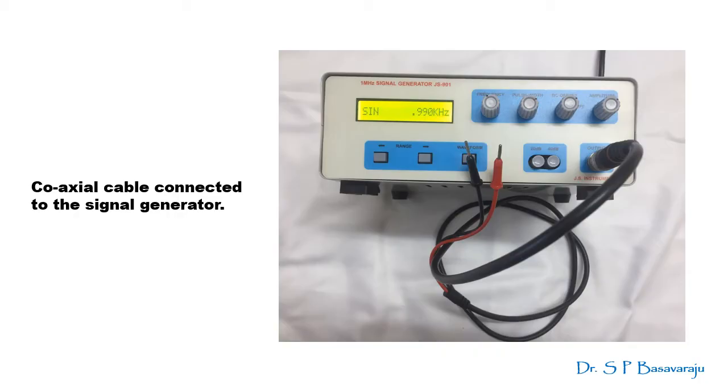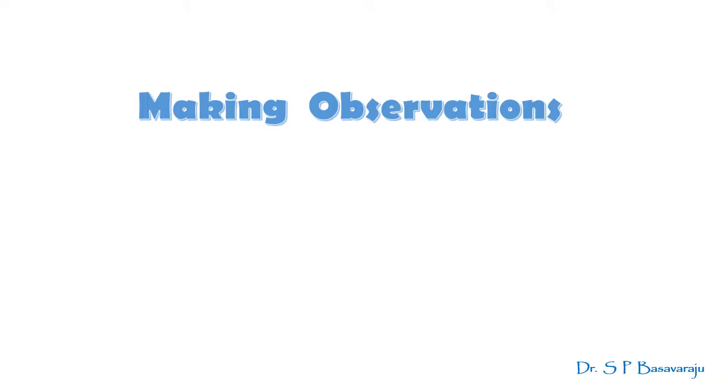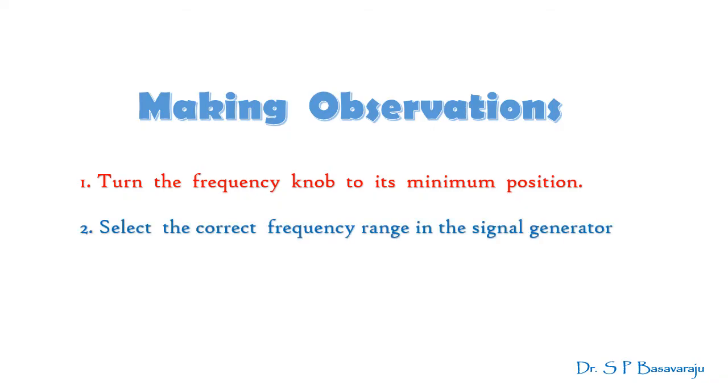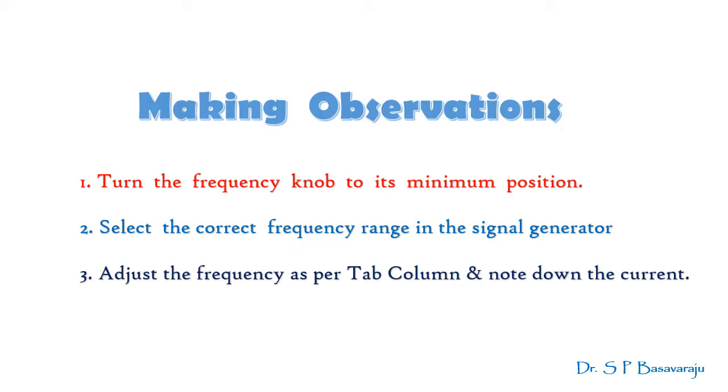Now let's know about how we make observations. First, turn the frequency knob to its minimum position. Looking to the starting frequency in the tabular column, select the frequency range in the signal generator. By operating the frequency knob, adjust the frequency of the oscillator to the first frequency value in the tabular column. Note down the corresponding current reading shown in the milliammeter. Similarly, note the currents for the successive frequency values in the tabular column. This procedure is followed till the last reading is entered in the tabular column.